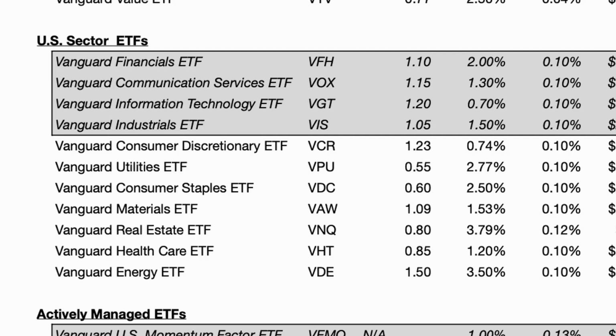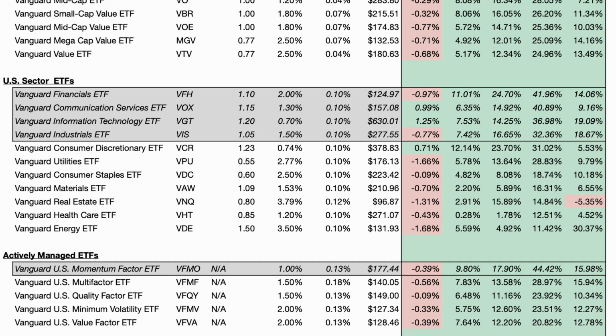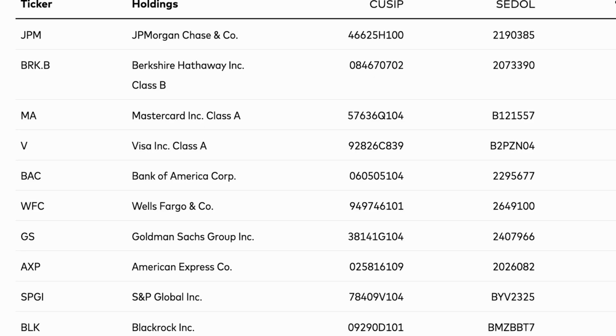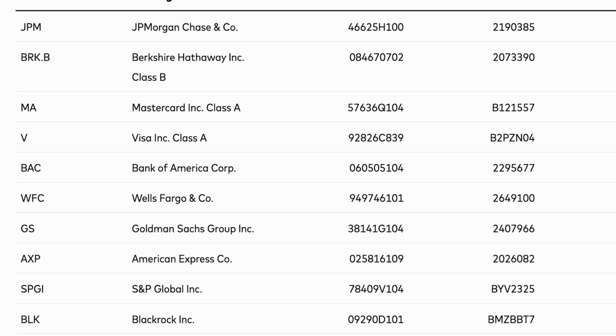Okay, so moving on to the US sector ETFs, we can look at which sectors have really outperformed in the last year. And so the ones that have outperformed the S&P 500 are financials, communications, information technology, and industrials. And this makes a lot of sense. I mean, financials generally tend to perform really well during times when there's less regulation.